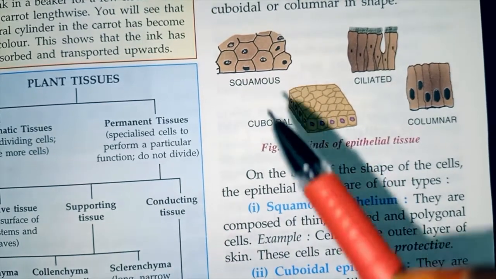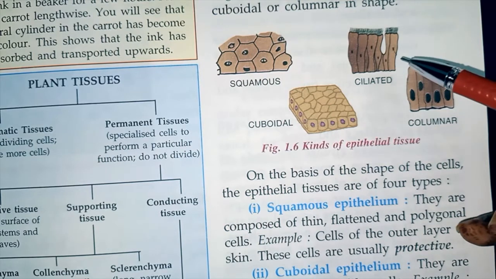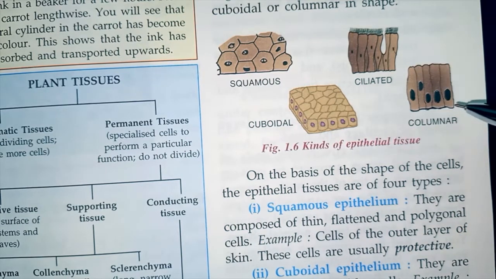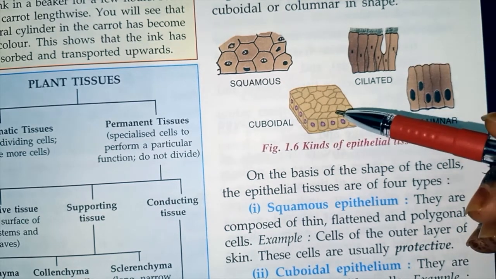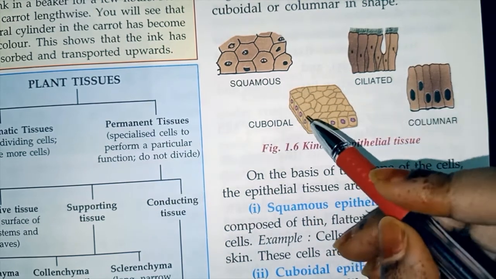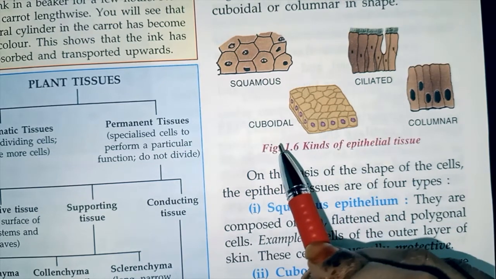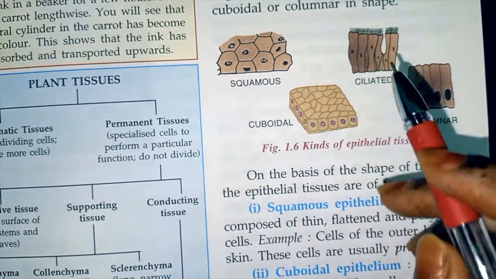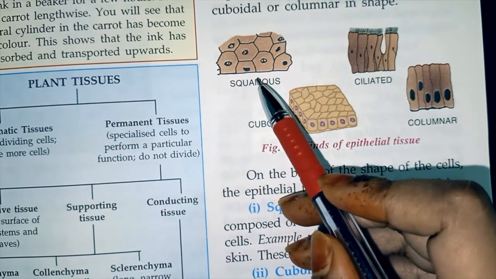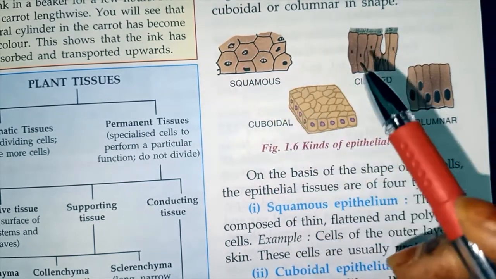See. These are squamous epithelial tissues. These are ciliated epithelial tissues and these are columnar and these are cuboidal. Cuboidal का मतलब क्या है? Cube shape. You can see in the image. These are cube shape. That is why they have the name cuboidal epithelium. And this one is squamous epithelium. These are generally spherical and in the center this is a nucleus.